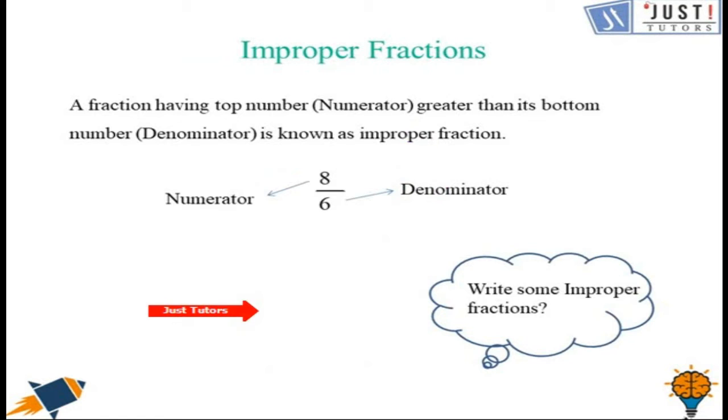We'll have a quick discussion about improper fractions. A fraction having its top number greater than its bottom number, or denominator, is known as an improper fraction. For example, if you look at the given example, that is 8 over 6. So 8 is the numerator here and 6 is the denominator, and as we can see, the numerator is bigger than the denominator, so we can say that's an example of an improper fraction.